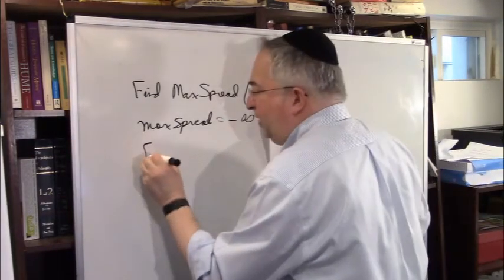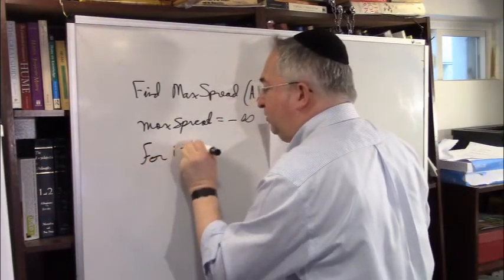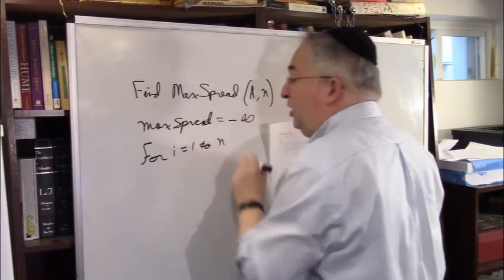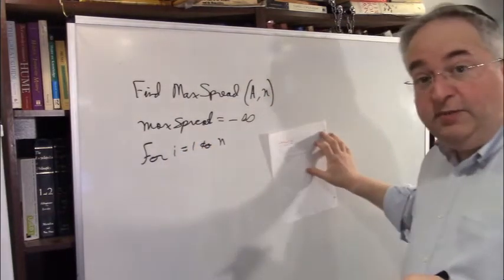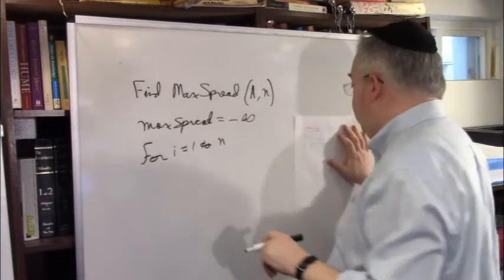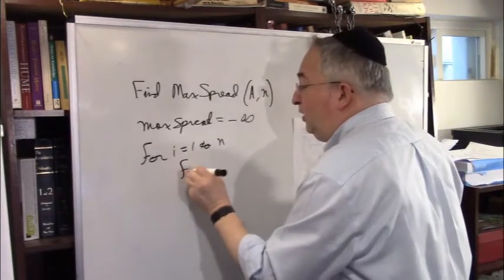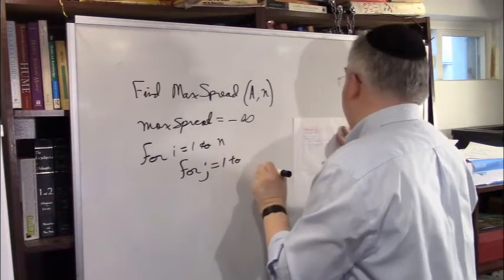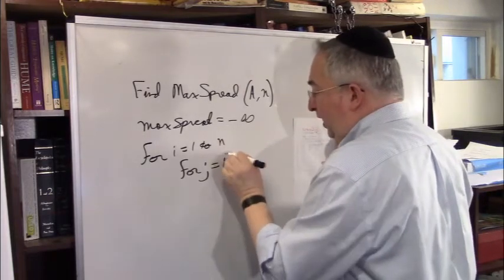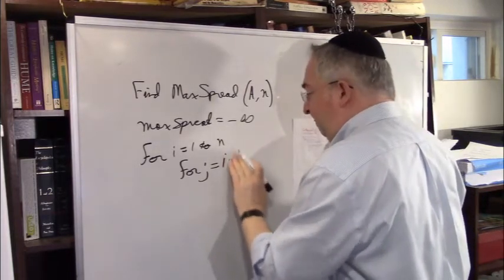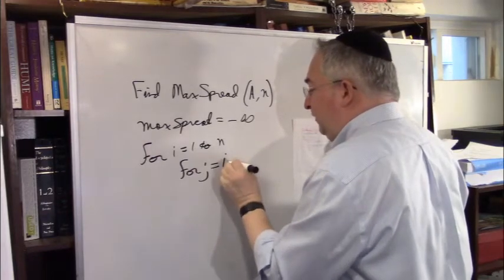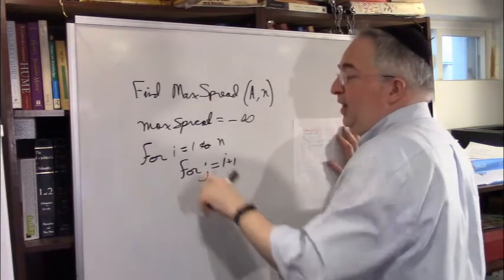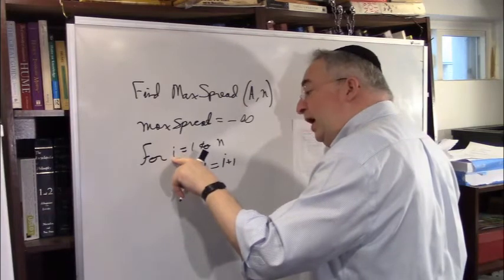Okay, and then here we do it. Ready? For i equal 1 to n, go through the array. This is going to be your starting point of going through the array. Okay, for j equal to i plus 1 to n. In other words, here's when you're buying it.